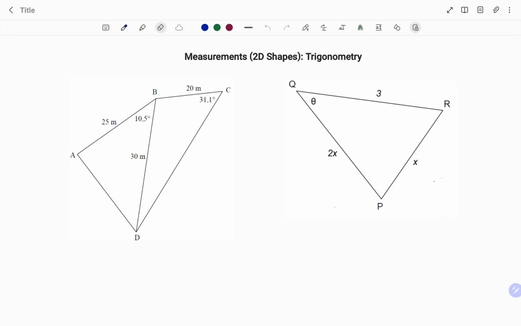In this video, I'm going to show you how to solve the following by applying different trigonometric rules.